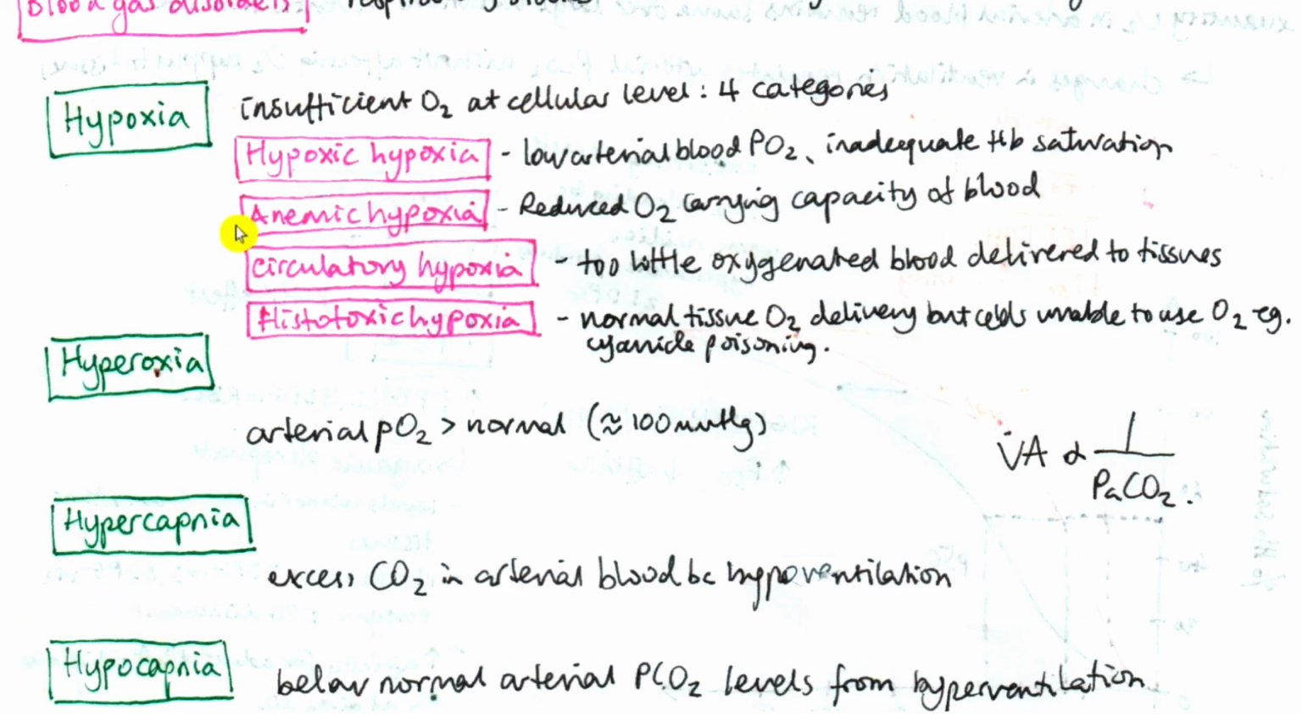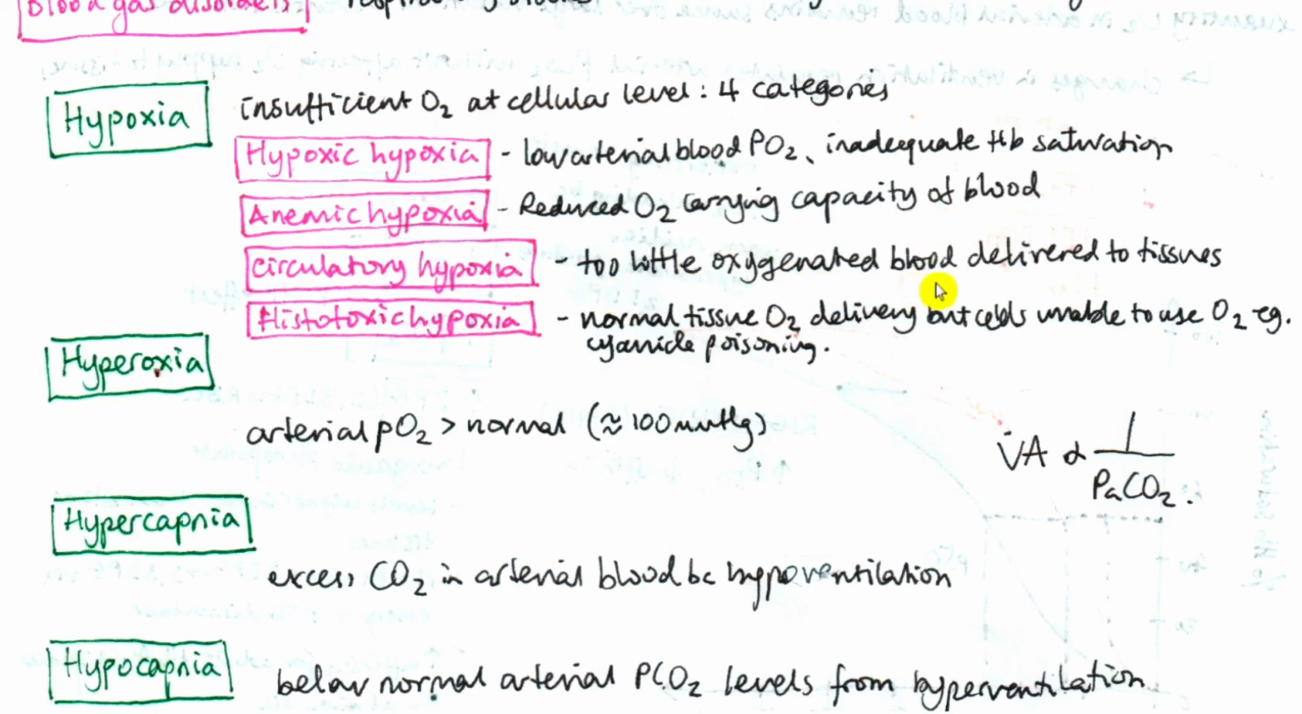Now hypoxia is insufficient oxygen at the cellular level, and there's 4 categories it can be split into. Firstly, hypoxic hypoxia, pretty self-explanatory: low arterial blood partial pressure of oxygen and inadequate hemoglobin saturation. Anemic hypoxia is the reduced oxygen carrying capacity of the blood, so someone, for example, might not be getting enough iron in their diet, so their blood can't carry oxygen as effectively. Circulatory hypoxia is too little oxygenated blood delivered to tissue, so there might not be a problem in the blood carrying the oxygen, but there might be a problem with delivering the blood.